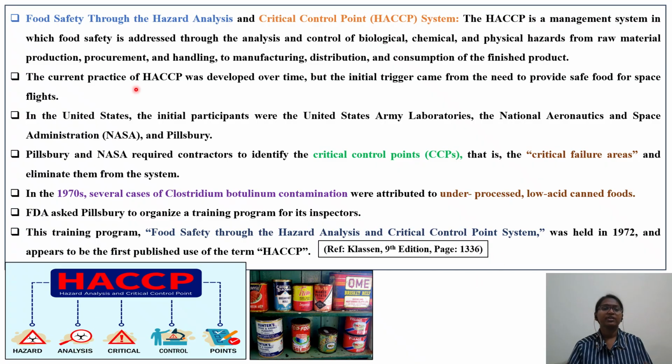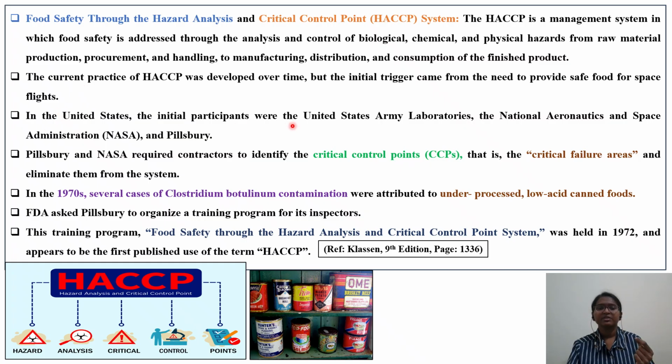Here there is another important thing: food safety through Hazard Analysis Critical Control Point, HACCP. This HACCP is a management system in which food safety is addressed through the analysis and control of biological, chemical, and physical hazards, from raw material production, procurement, and handling to manufacturing, distribution, and consumption of the finished product. The current practice of HACCP was developed over time, but the initial trigger came from the need to provide safe food. Initially, it was restricted to space and air flights, but later on it was extended to other areas.